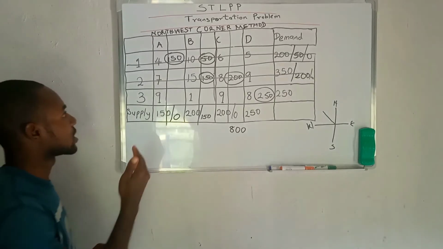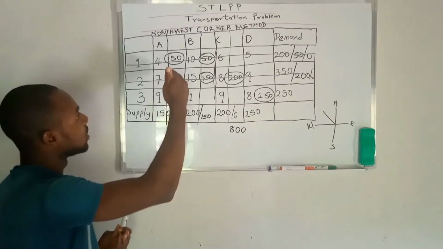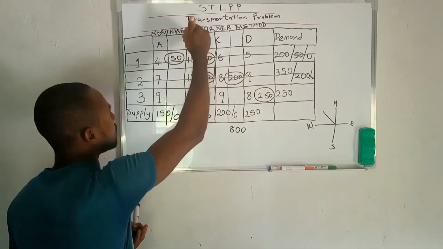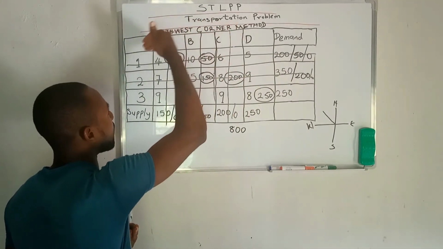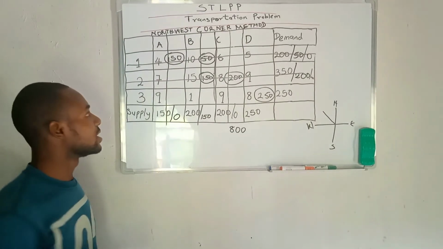So we are going to calculate how much we are going to be spending to transport all these goods, to supply all these goods from the units to the various stores. So how do we calculate this?